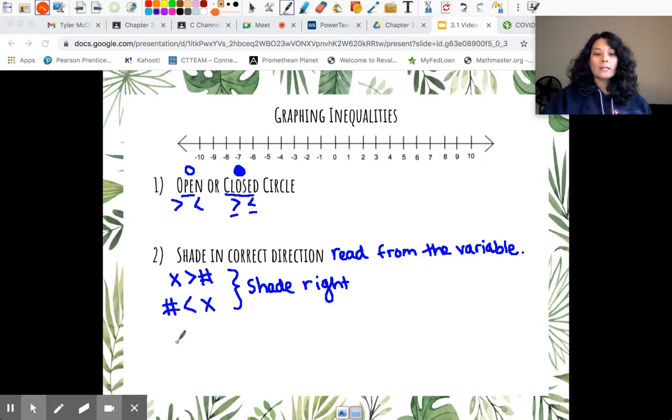If your variable was less than some sort of number, or again, less than or equal, it doesn't matter if it's got the bar underneath or not, but the pointy part is facing your variable, you're going to shade to the left.